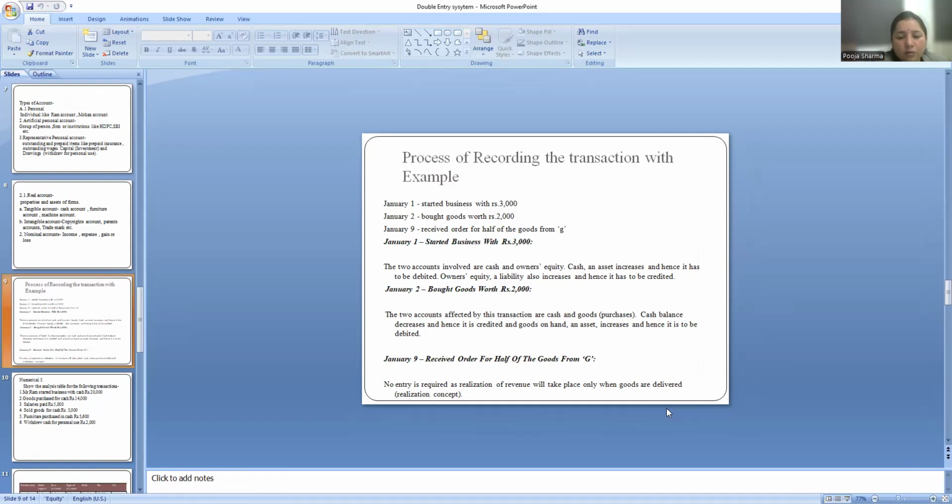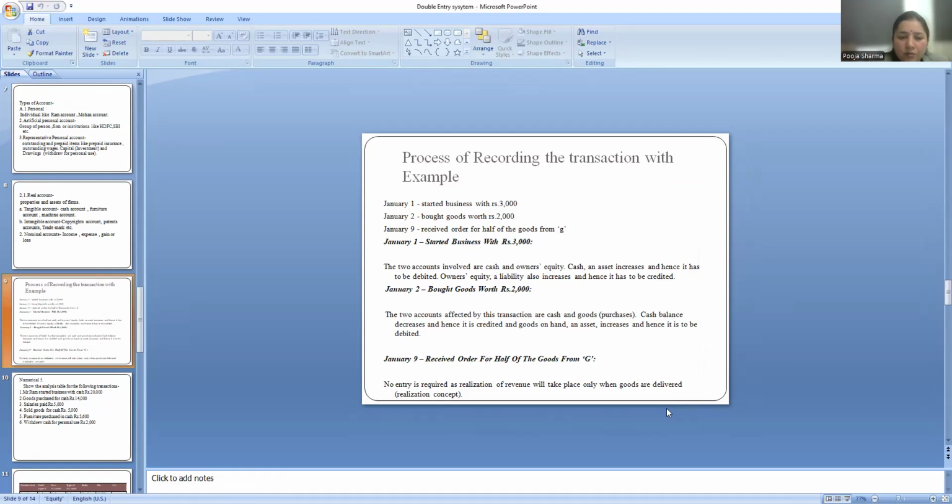Second transaction, January 2nd: bought goods worth rupees 2,000. The two accounts affected by this transaction are cash and goods. Cash balance decreases, so it will be credited. And goods come into the organization, so the purchases account will be debited here.